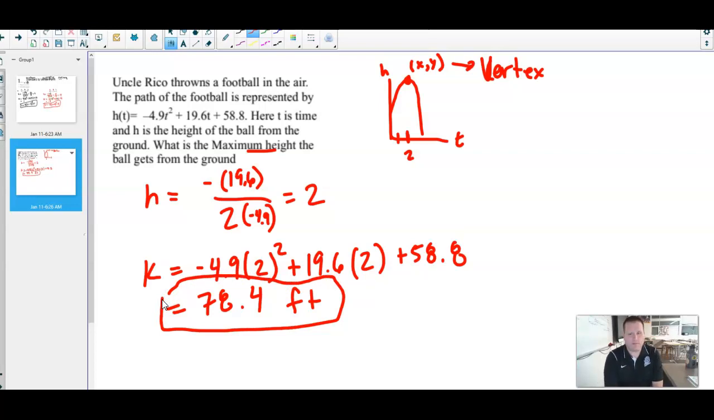So that's why having something in vertex form is useful: you can see max heights and at what time those occur. That's one of the things that it's useful for.